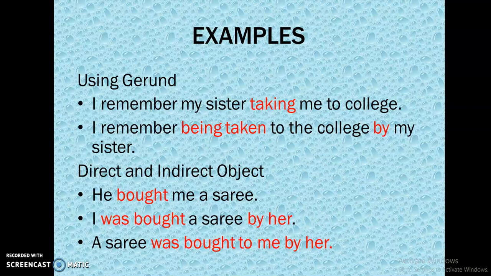Now, changing the direct and indirect object. He bought me a sari. Active voice. Now, you have two passive voices for that. I was bought a sari by him. A sari was bought for me by him.